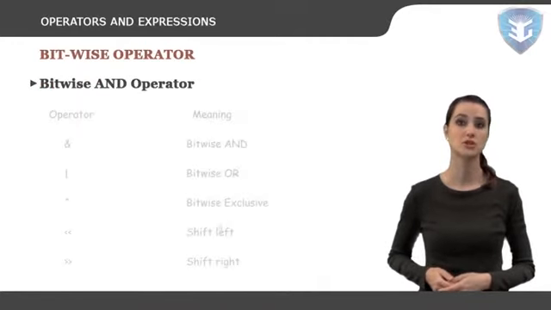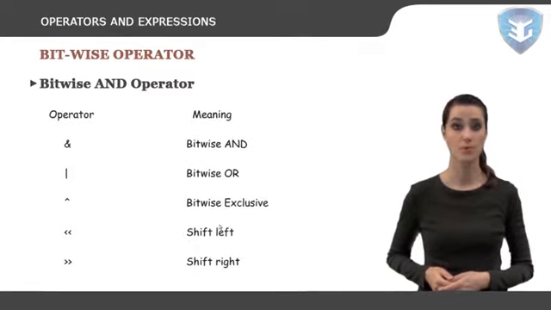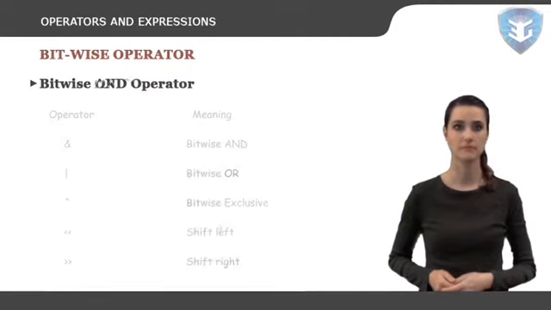Bitwise AND operator. The output of bitwise AND is 1 if both the corresponding bits of the operands are 1. If either bit is 0 or both bits are 0, the output will be 0. It is a binary operator and indicated in C programming by the ampersand symbol.